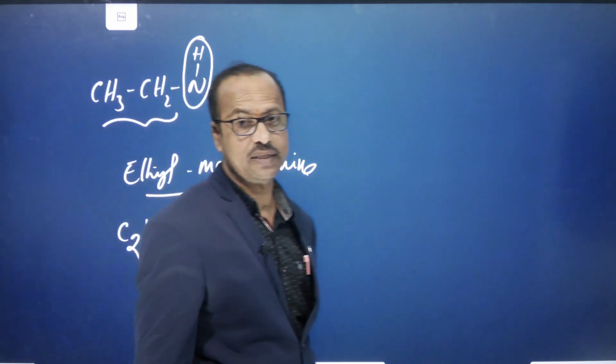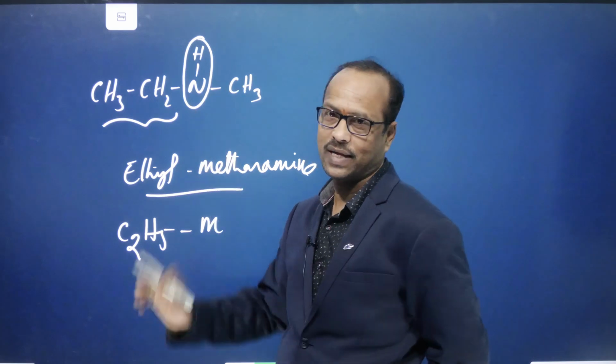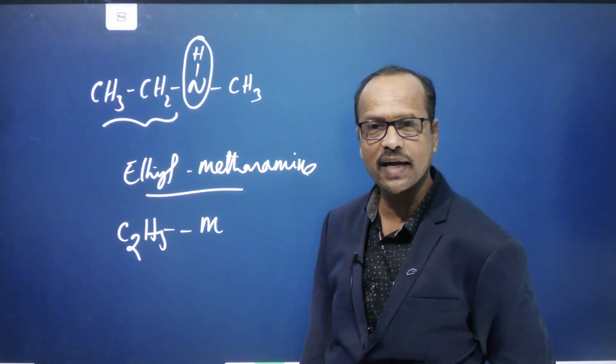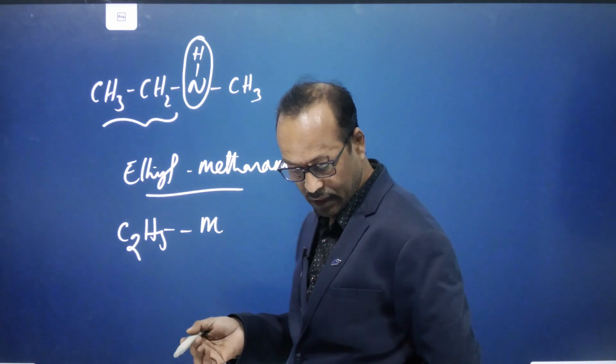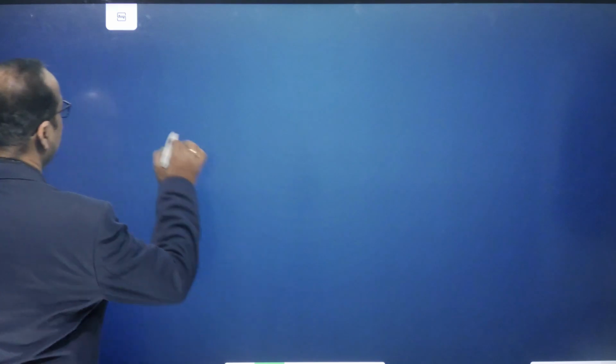But in these two cases, if you see, the amine group is attached to two other carbons. So these are called secondary amines. Similarly, tertiary amines are also there. What are the tertiary amines? Tertiary amines means what? Here you see.